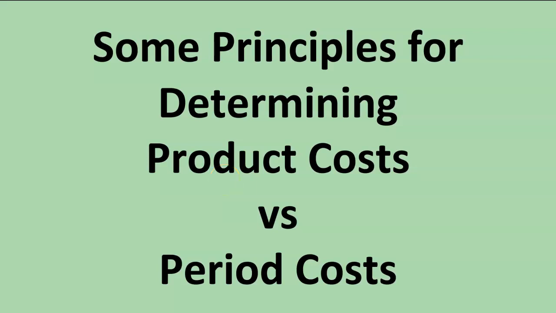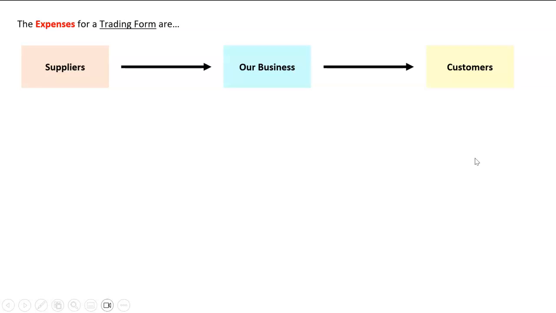Now that we know what product costs and period costs are, we need some principles for determining the difference between the two. Some are quite obvious, but then we're going to get other ones where it could be a product cost or a period cost. So we kind of need some rules to follow. What are we talking about?